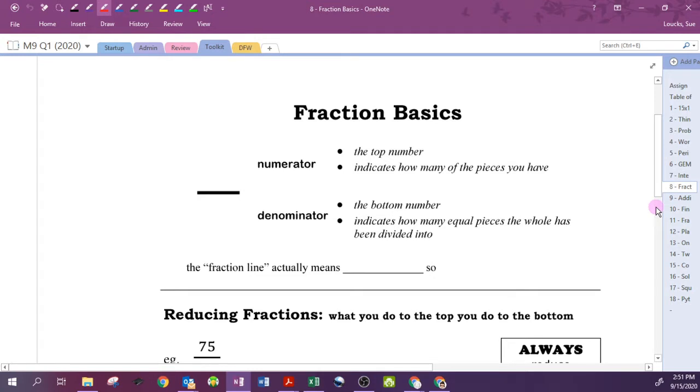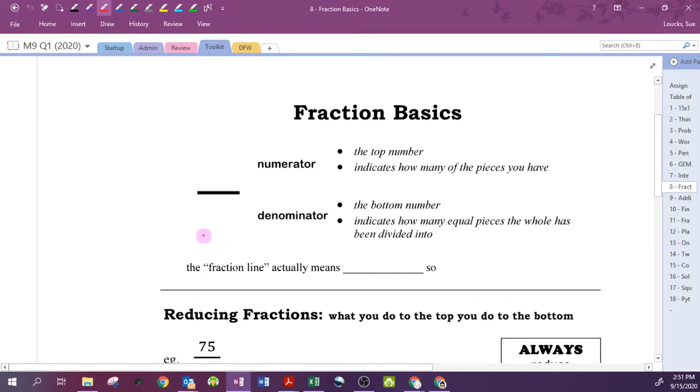And let's go. A fraction has a numerator and denominator. The numerator is the top number. The denominator is the bottom number. And the denominator tells you how many equal pieces the whole has been divided into. The whole circle, the whole square, the whole box, the whole chocolate bar, whatever it is, the whole pizza. The denominator is how many pieces it's cut into. And the numerator is how many pieces you have, okay?